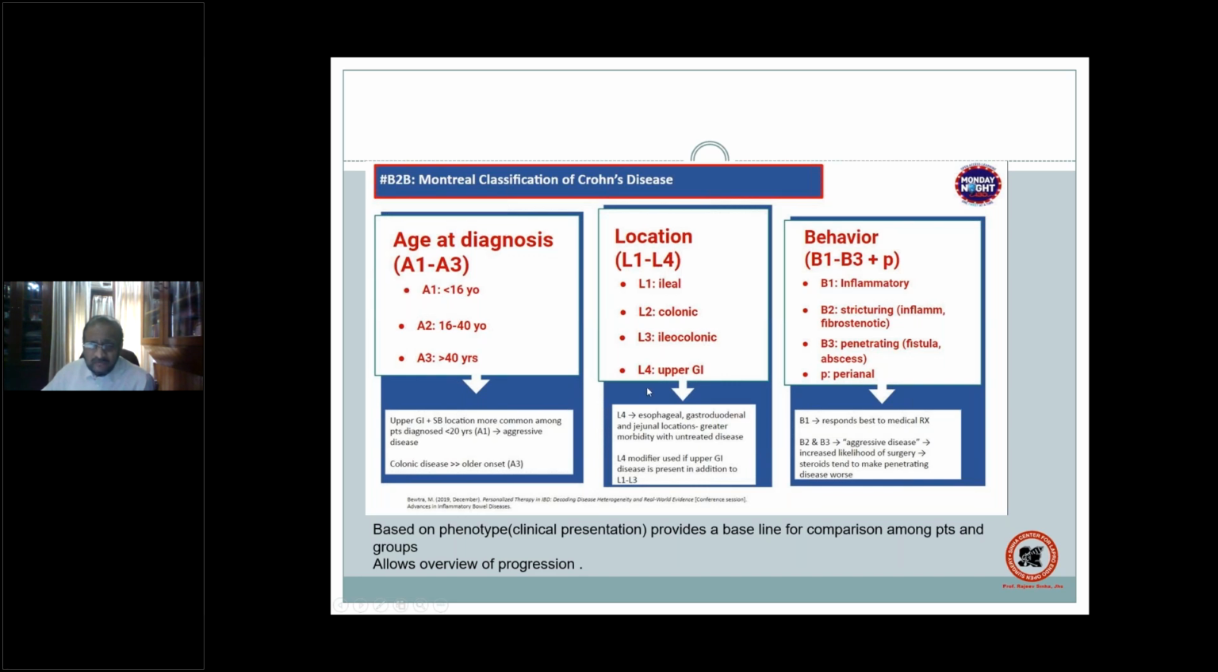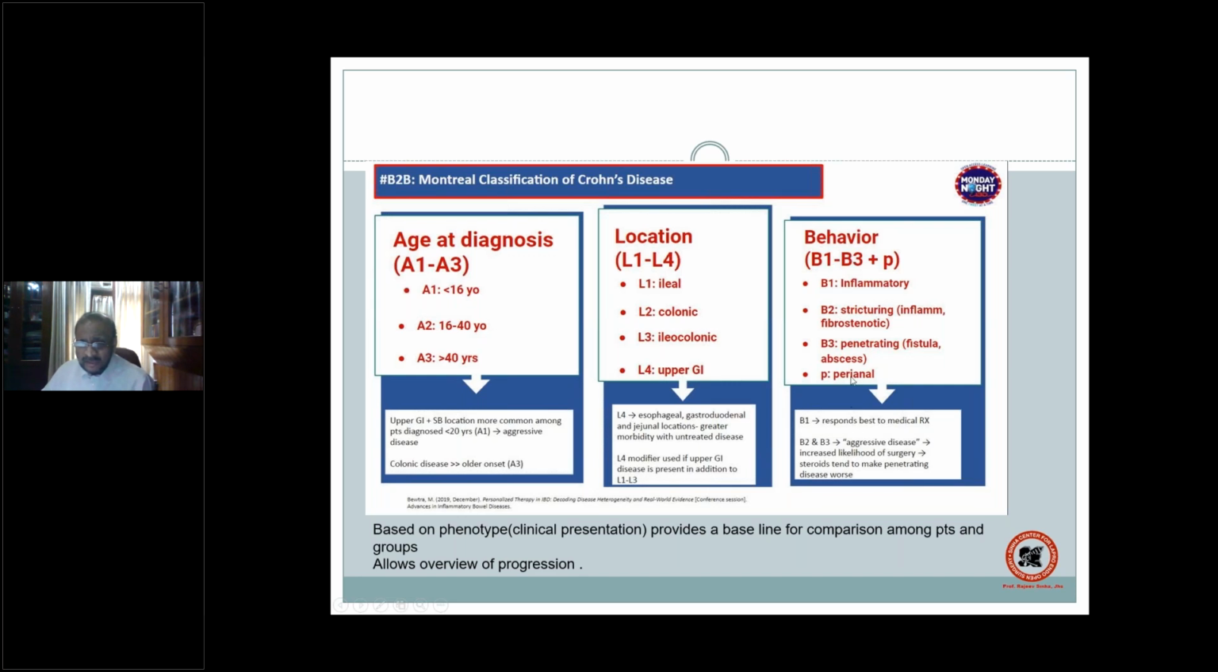As far as L4 is concerned, upper GI would include what? Esophagus, gastroduodenal, jejunal, and greater morbidity with untreated disease. L4 is a modifier, used if upper GI disease is present in addition to L1 to L3. What is a modifier? Modifier basically means you can add L4 to L1. So you can have L1 L4, L2 L4, L3 L4. That tells you that L1 to L3 are the common sites, and you can have an uncommon site along with these. That's why it's known as a modifier.